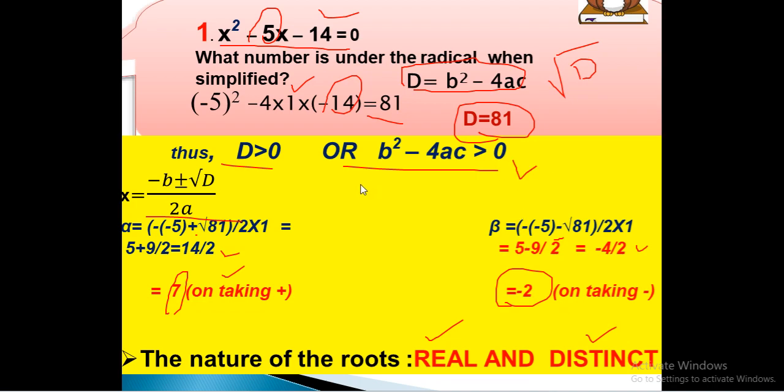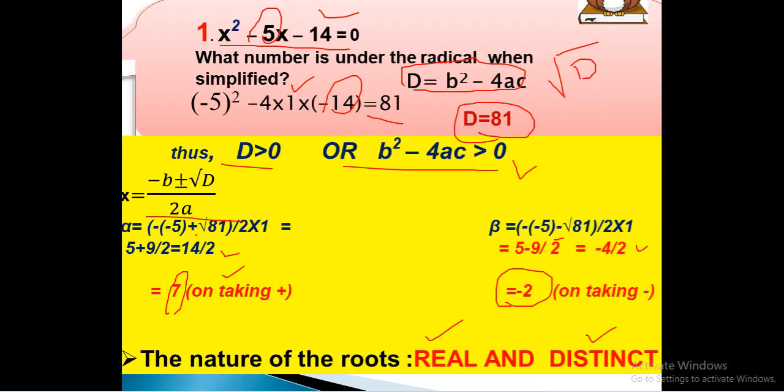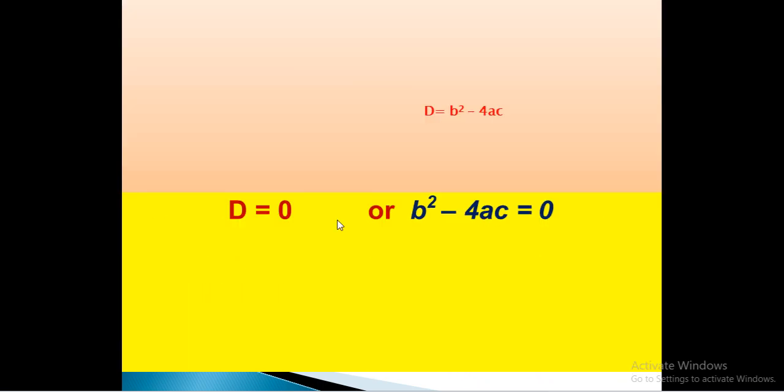So whenever discriminant is greater than 0 or positive, the nature of roots will be real and distinct. Now let's move further to other case. Let us see another example.